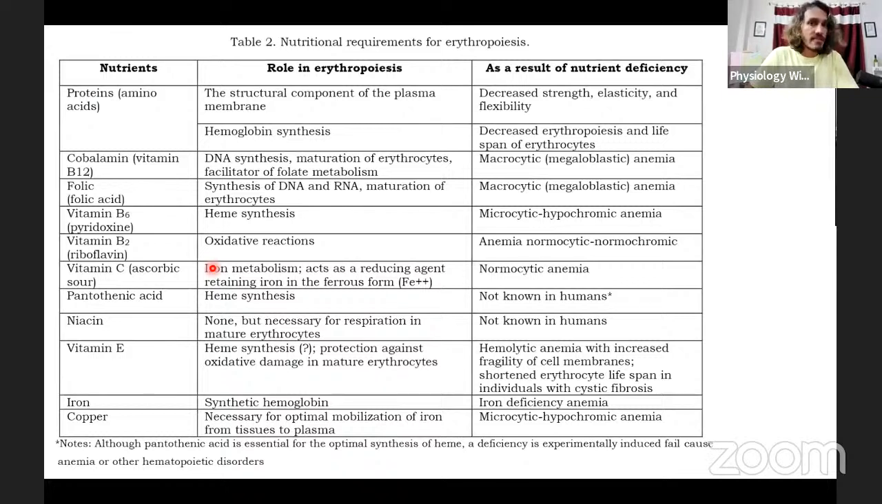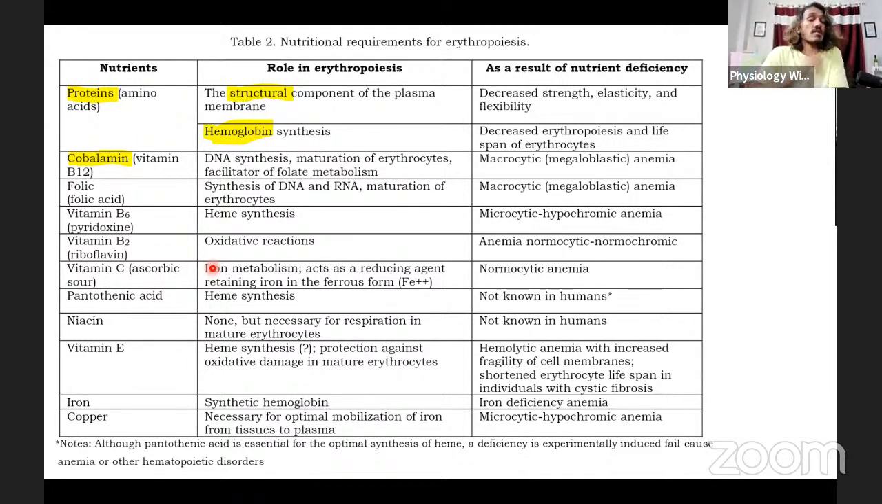Apart from that, the special factors. In special factors, you'll have to talk about the different nutritional requirements which are required for erythropoiesis. The major one: protein. Why protein? Because if you know the structure of hemoglobin, it has a globin chain, which is basically made up of amino acids. For that, you require protein. Even your general plasma membrane is 50-55% protein in structure. So proteins are essential over here.